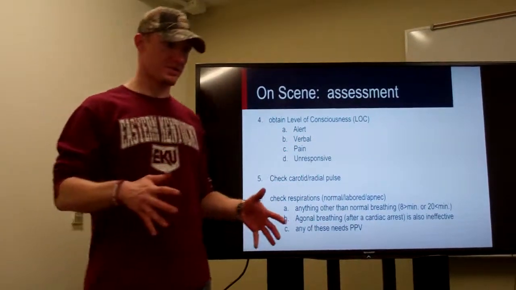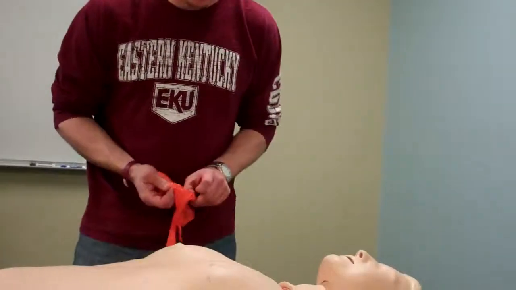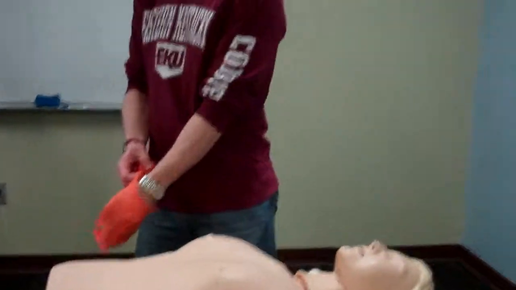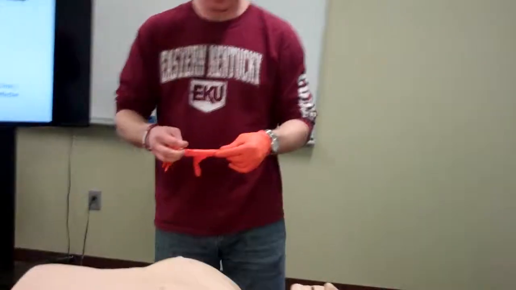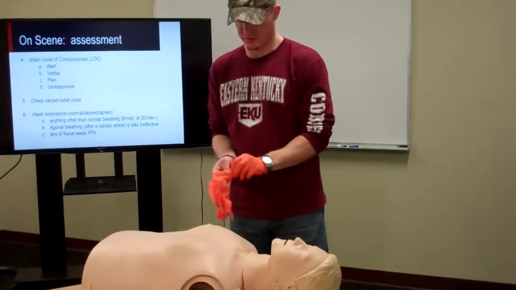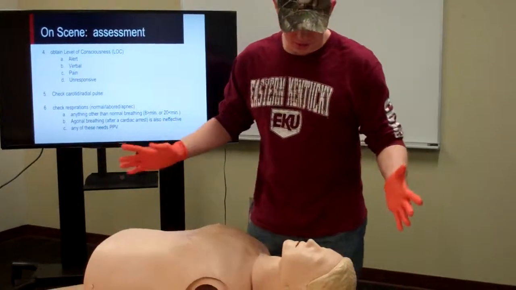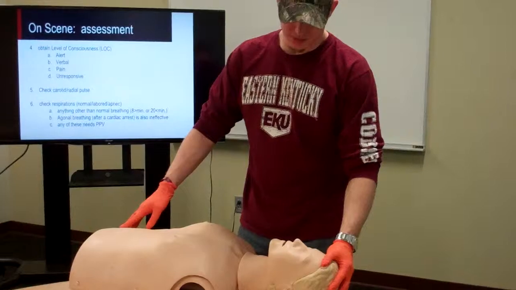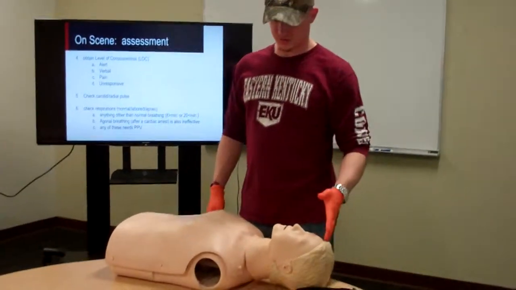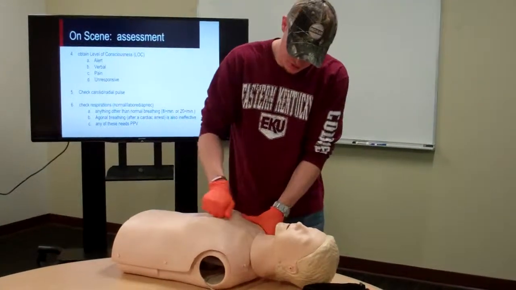Okay, so you found your patient, you've gone down, and you need to assess level of consciousness. We go by AVPU: alert, verbal, pain, and unresponsive. This is a basic run-through. Say, hello, can you hear me? John, can you hear me? So he's not alert to verbal. We're going to go to pain. We're going to trap squeeze. John, can you hear me?